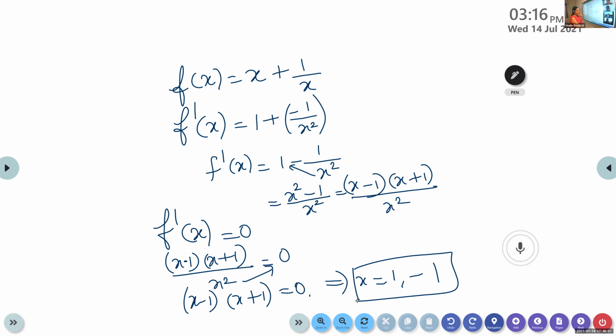f dash of x is given. We solve and we find the values of x. Is it okay up to this? f of x is given, we are finding f dash of x, we equate f dash of x to 0, and solve to find what x is. After finding x, now listen children, this is the next point we are going to learn. Important point.